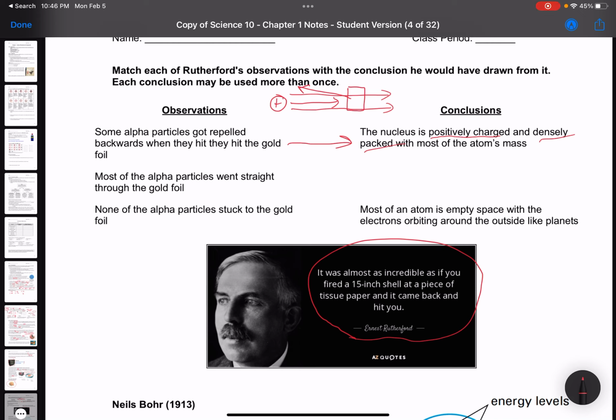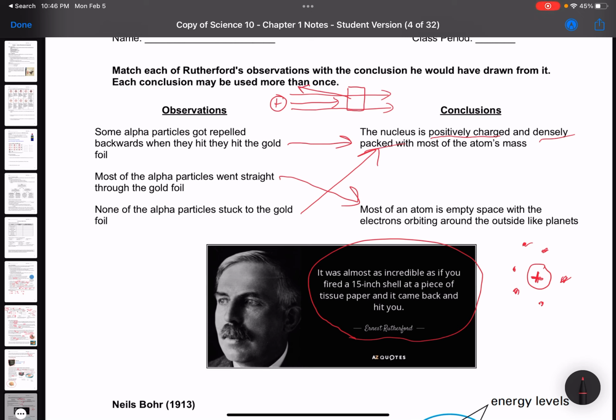Most of the alpha particles went through the gold foil. Most went through because most of an atom is empty space, with the electrons orbiting around the outside like planets. So he was saying we have something very dense in the middle, and then we have our little electrons around the outside. Each of these dots is an electron. And then he said none of the alpha particles stuck to the gold foil. That was because the nucleus is positively charged, like I mentioned before.